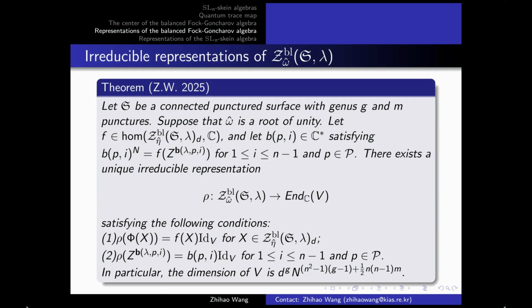When I say the data, it just means this algebra homomorphism F and this B_P^i. The genus only plays a part in determining the dimension of the irreducible representation.